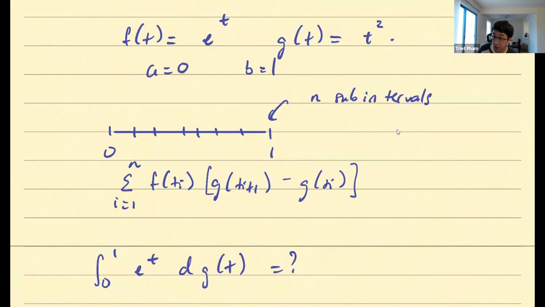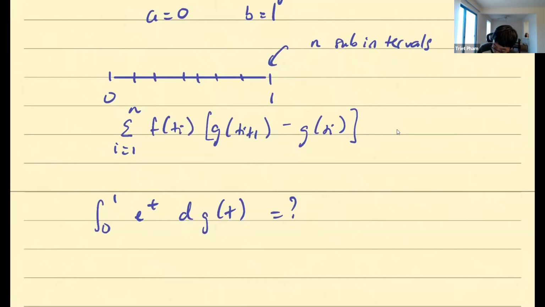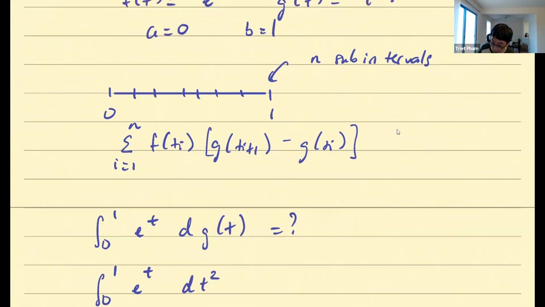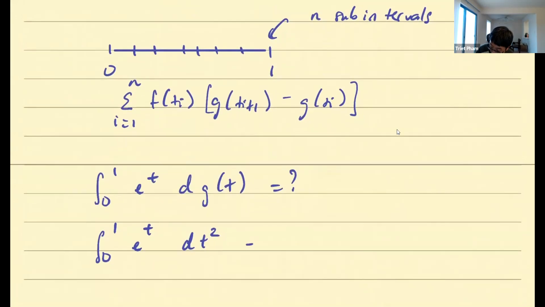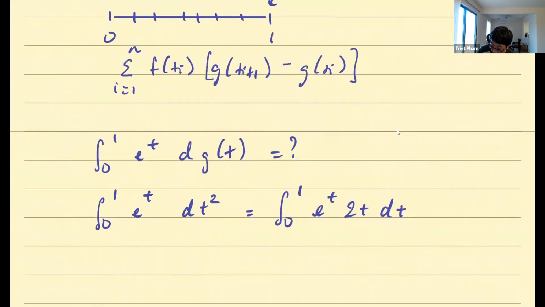Well, of course, you can carry out the procedure mathematically. It will come out to be dg(t), because g(t) is t squared, so it comes out to be 2t dt. So it turns out to be 2 times the integral from 0 to 1 of t e^t dt, which you can carry out by integration by parts.